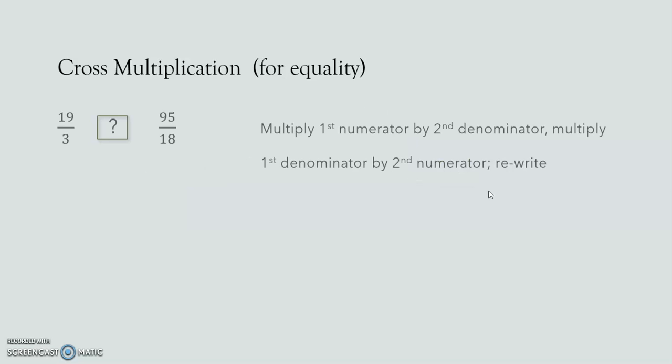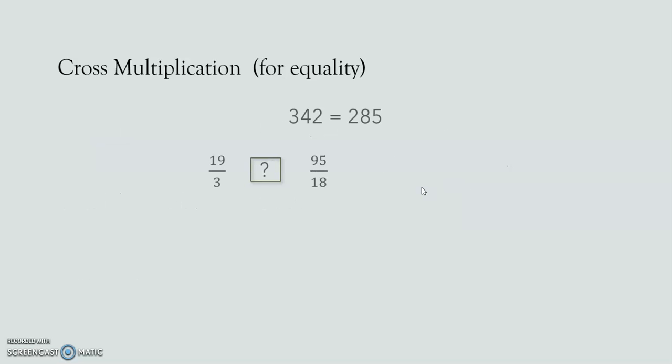For another example, we have 19/3 and 95/18. If we multiply our first numerator by second denominator and first denominator by second numerator, we will get 19 times 18 equals 3 times 95. And we can simplify that down to 342 equals 285. These are not the same number. 342 can never equal 285 because they're not the same number, obviously. So we will replace our question mark with a does not equal sign because these fractions do not equal.